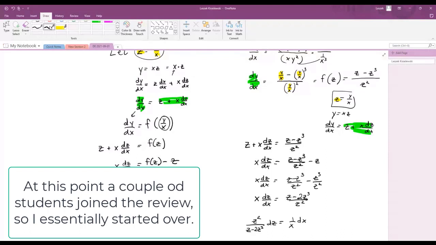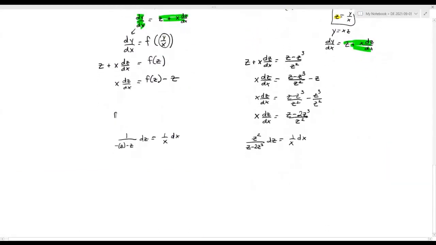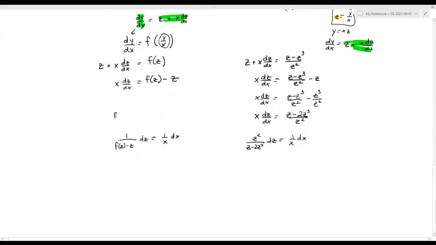Hi. Is this for differential equations? Yeah. I'm in the middle of recording the review, so let me just finish up this example, and then you can ask me questions if you like.